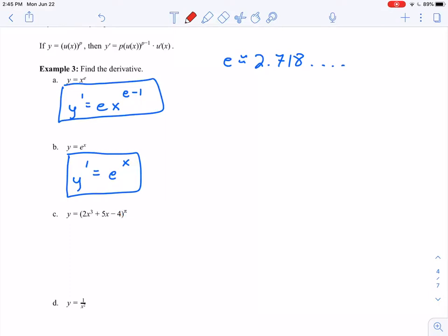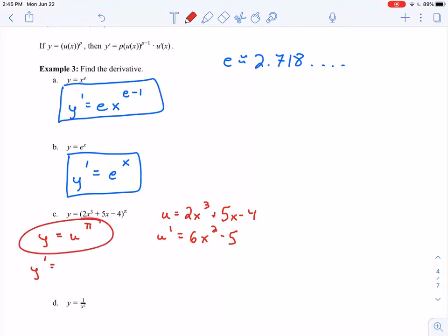This is a function raised to a power, so this is a chain rule. So u I would take to be the inside function, which in this case is 2x cubed plus 5x minus 4. u prime would be 6x squared minus 5. So when I take the derivative of this function, I want to first of all rewrite it, y equals u to the pi power. And then when I take the derivative of u to the pi, this is a power rule. So I'm going to multiply by my power, so pi times u, and then subtract 1 from my power, to the pi minus 1 power.